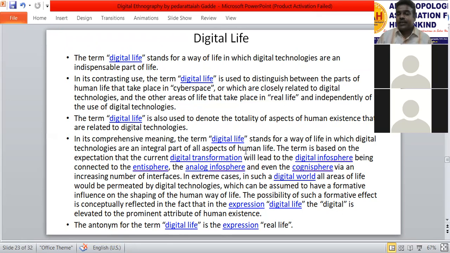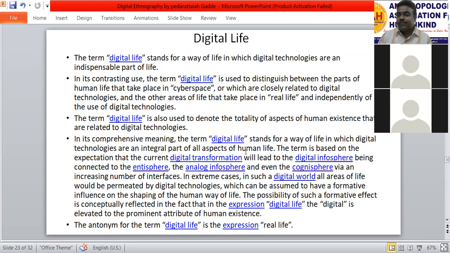The term is based on the expectation that the current digital transformation will lead to the digital infosphere being connected to the analog infosphere, and even the cognisphere, via an increasing number of interfaces. Wow, so very rich. In extreme cases, in such a digital world, our areas of life would be permeated by digital technologies, which can be assumed to have a formative influence on the shaping of the human way of life.